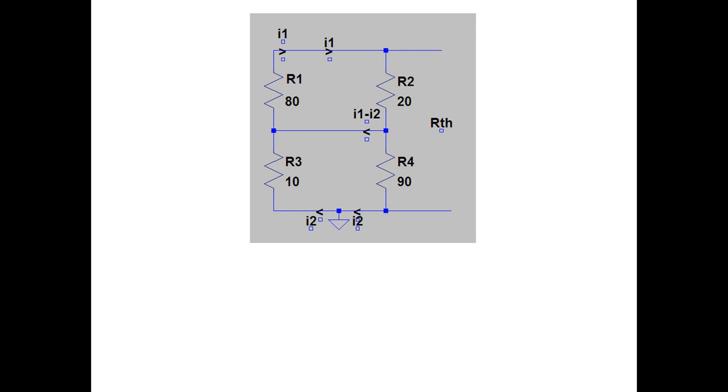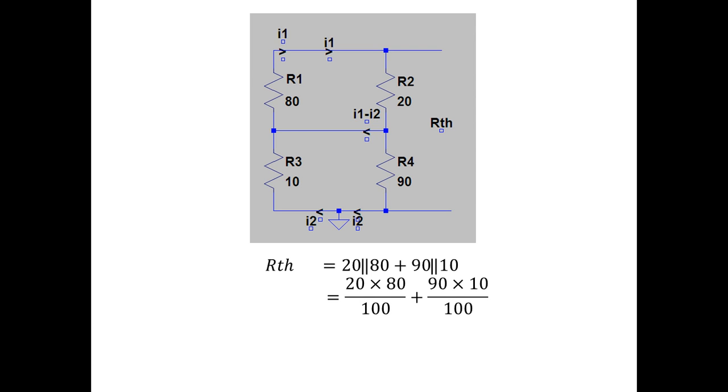Now to find RTH, we have to open circuit all the current sources and short circuit all the voltage sources, and on doing so we get 20 in parallel with 80 ohms and 90 again in parallel with 10 ohms, and the resultant of the two are in series. On doing the simplification, 20 into 80 divided by 100 plus 90 into 10 divided by 100, which results in 16 plus 9. So RTH is equal to 25 ohms.